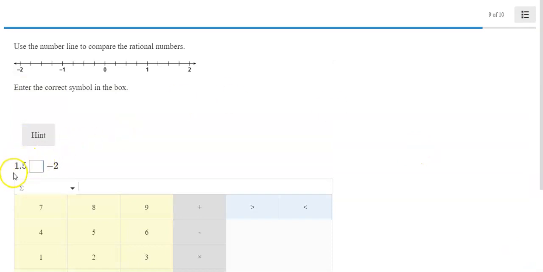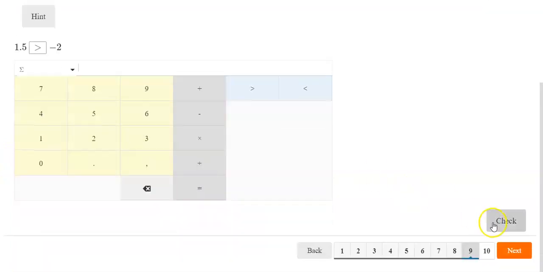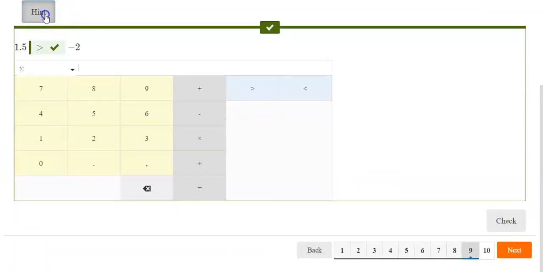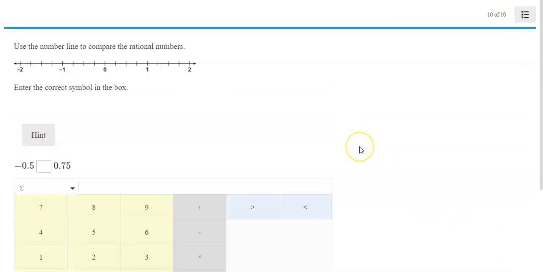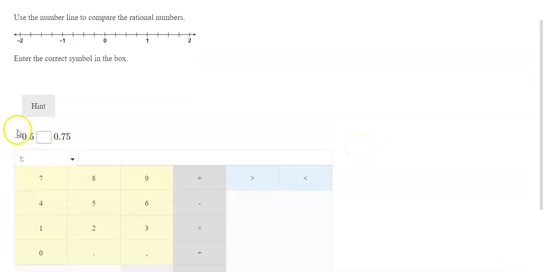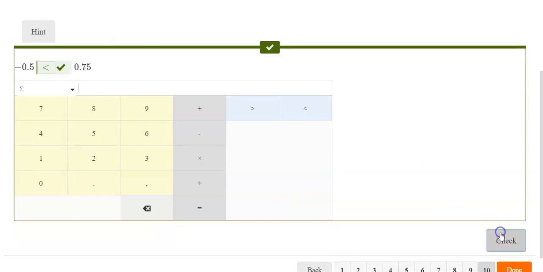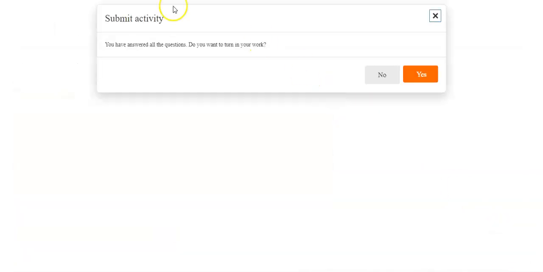This one's positive, this one's negative. And anytime you have a positive compared to a negative, it's going to be greater than. And our last one, this one's negative, this one's positive, so that means that it has to be less than. And you are done.